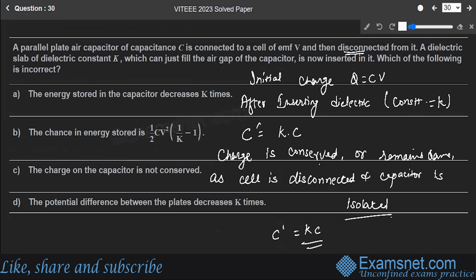The first one says energy stored in the capacitor decreases K times. That's right. Next, the change in energy stored is half CV square into 1 upon K minus 1. That's also right. We just solved this. The next one, the charge on the capacitor is not conserved. No, the charge on the capacitor is conserved. We have just discussed this. And the last one says the potential difference on the plates becomes K times. Hmm, this is also right.